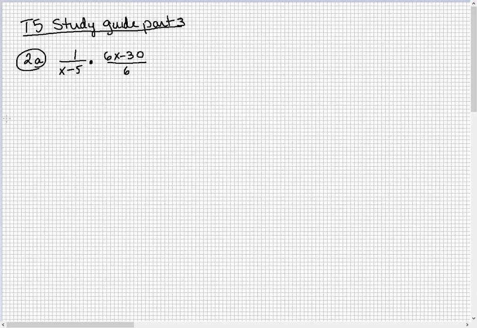Alright, let's continue with the review. This is the second part, which is arithmetic of rational expressions. And this is a multiplication problem. So the first thing we're going to do is the excluded values. In multiplication, the excluded values come from the denominator.